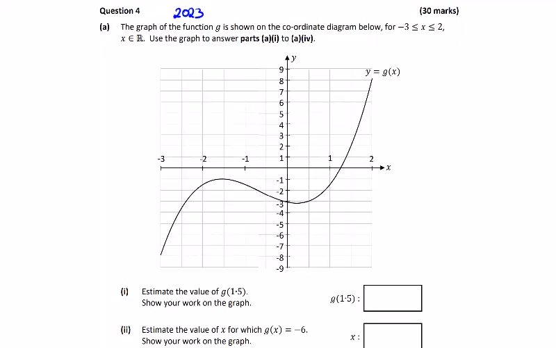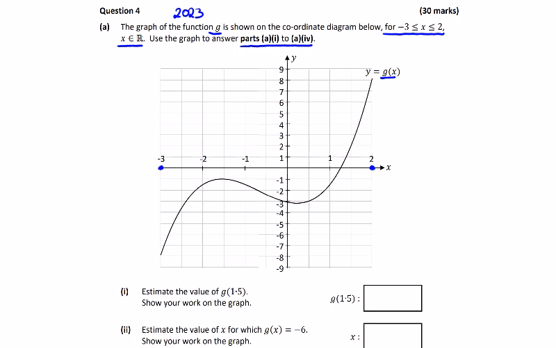2023 question 4 is a functions graph question. We're told the graph of the function g, so that's just the name of the function. G, so g of x is shown in the coordinate diagram between -3 and +2. You can see here the range of values for x, -3 to +2, and x is an element of real numbers. Use your graph to answer A1 to A4.